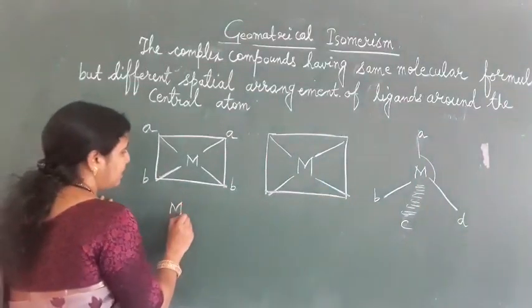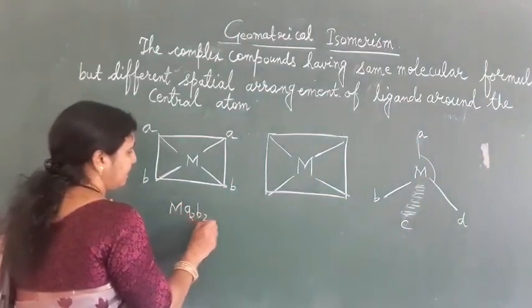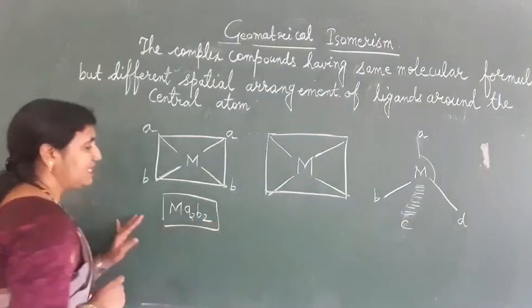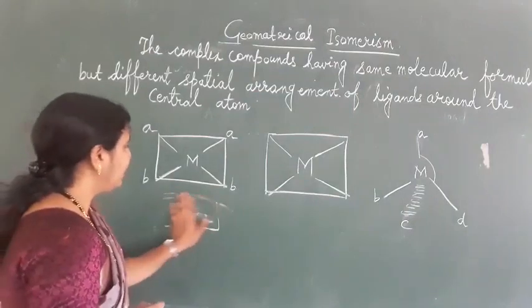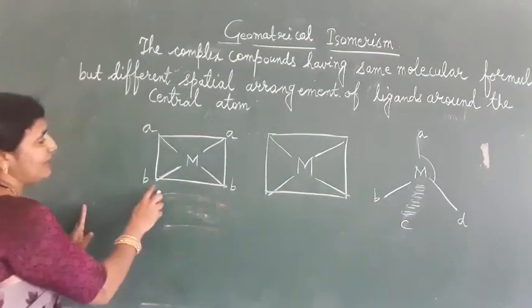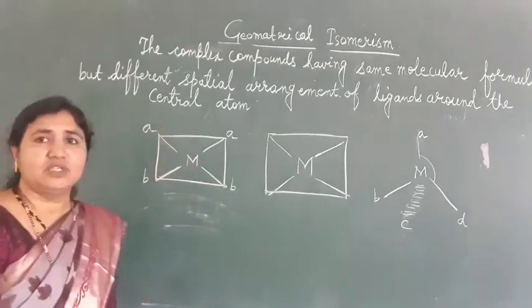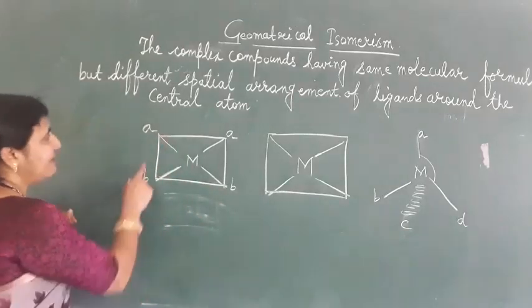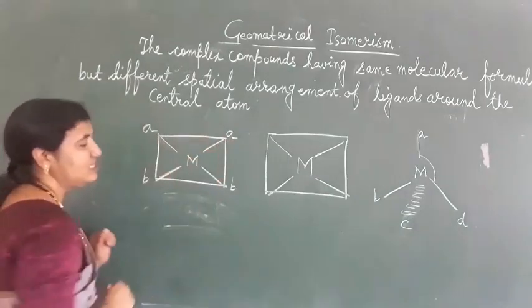That complex compound is Ma2B2 type. This is one complex here. In this complex the geometry is square planar. What is this geometry here? Square planar. And here we have our ligands, A, A, B, B.